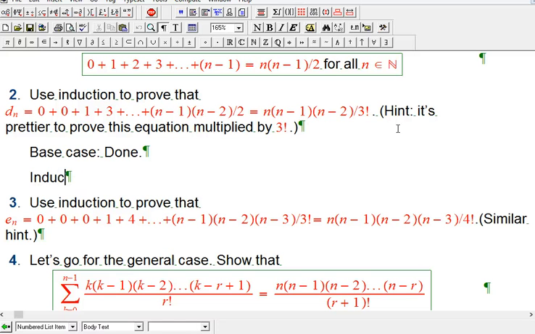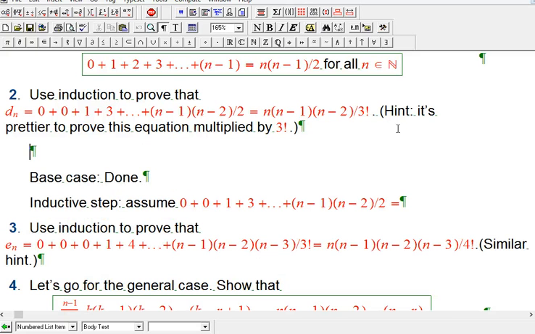Okay, so the inductive step, we're going to assume that 0 plus 0 plus 1 plus 3 plus up to n minus 1, n minus 2 over 2 is equal to, ooh, and again, you know what, I keep forgetting, what we really want to show, and again, it's not a big deal if you don't clear the fractions, but I just think it's prettier. It makes the only tricky step easy.